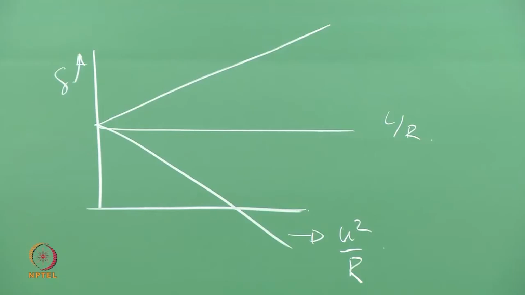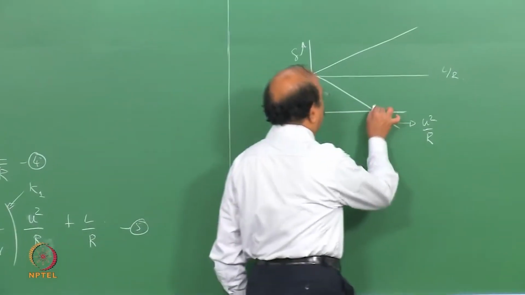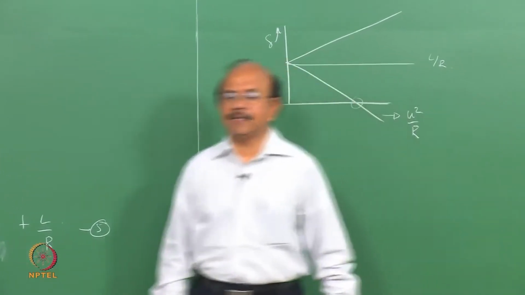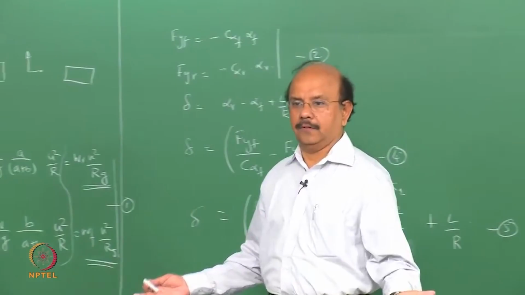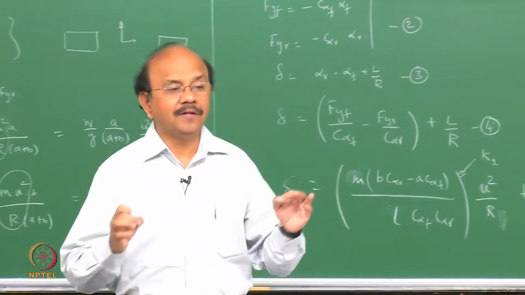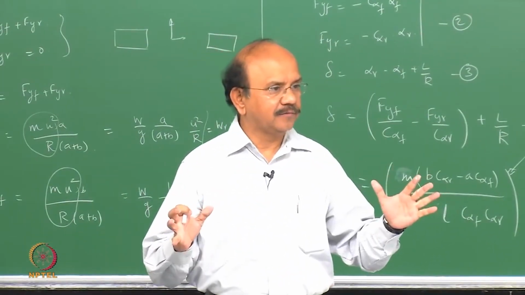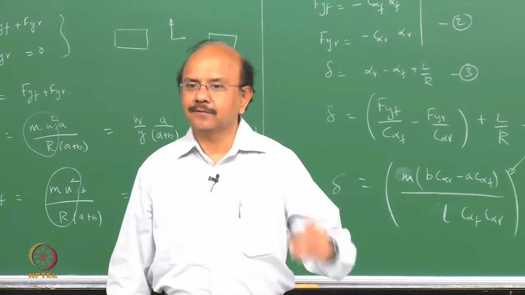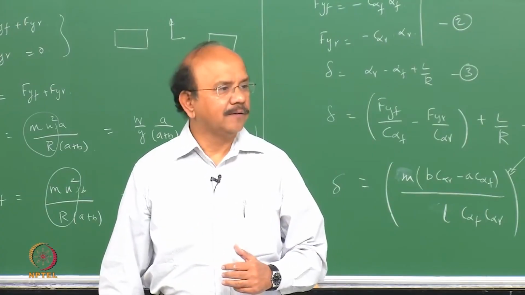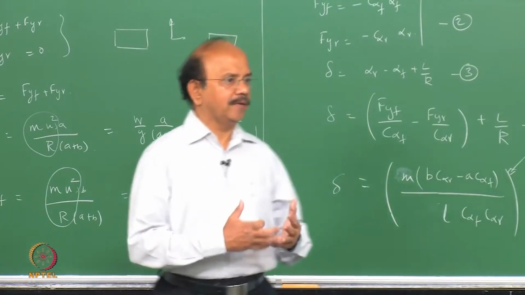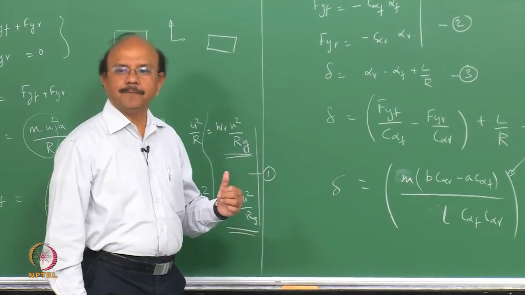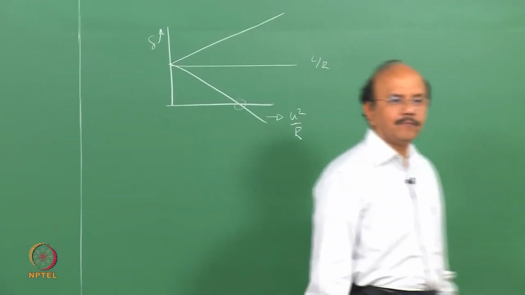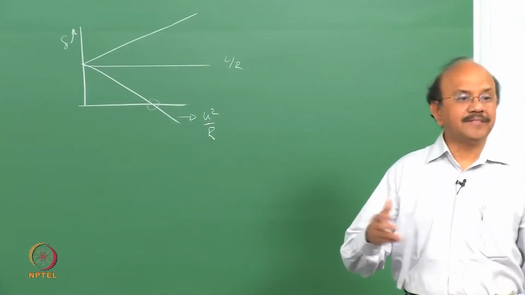Right? What happens? There is one value of U squared by R at which the delta that is required is equal to 0. In other words, you don't give any input to the steering, delta is equal to 0, and the vehicle takes a turn. Okay? So it takes a turn. In fact, you cross that and come down. What happens? The delta becomes negative.